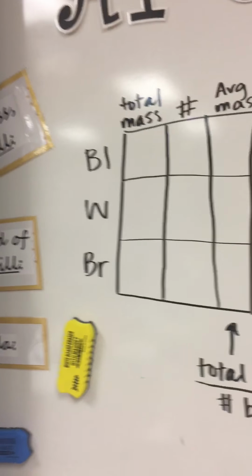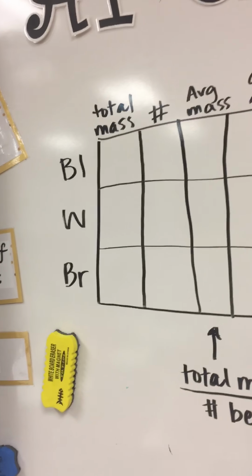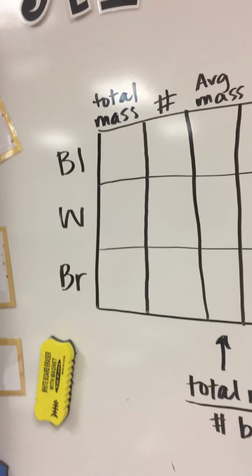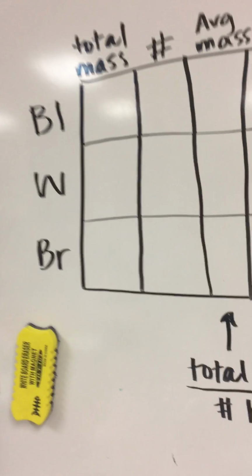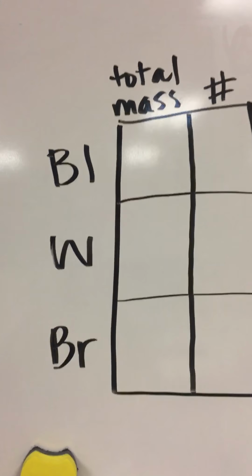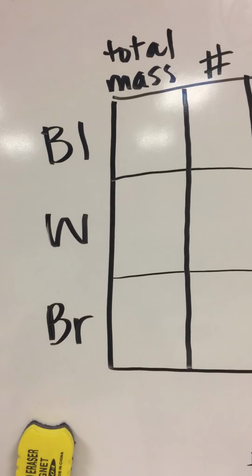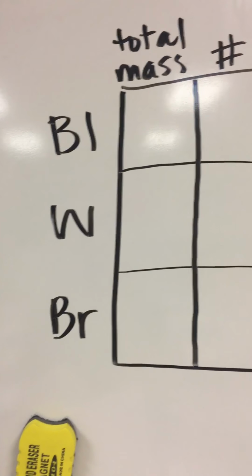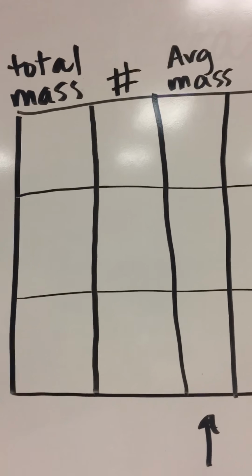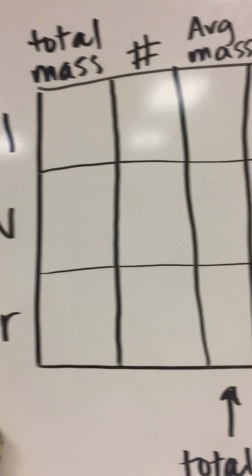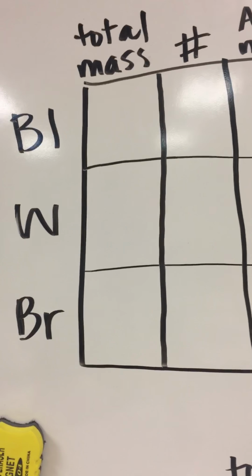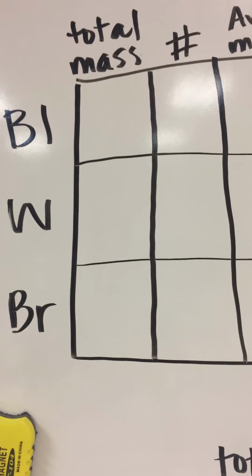So let's talk about exactly what you need to have in your data table, okay? First off, what I would do is put the colors along the side, or you could do it on top and then have the data going down, but the first column needs to be the total mass. So the mass of all the black beans, the mass of all the white beans, the mass of all the brown beans, okay? The second column needs to be the number of beans of each color. So how many black beans, how many white beans, how many brown beans. Okay, that's the second column.